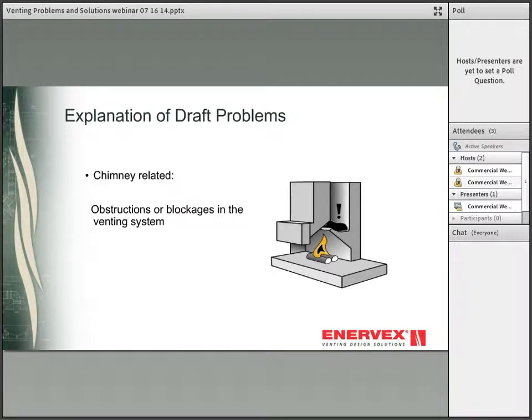Possible solutions to this are to scan the inside of the chimney and search for obstructions and blockages. Repair if deteriorations are found. Remove any animal nests and clean the chimney for creosote or debris.